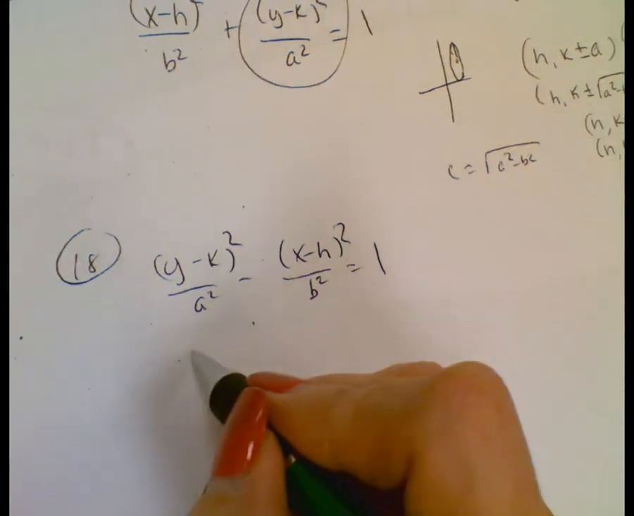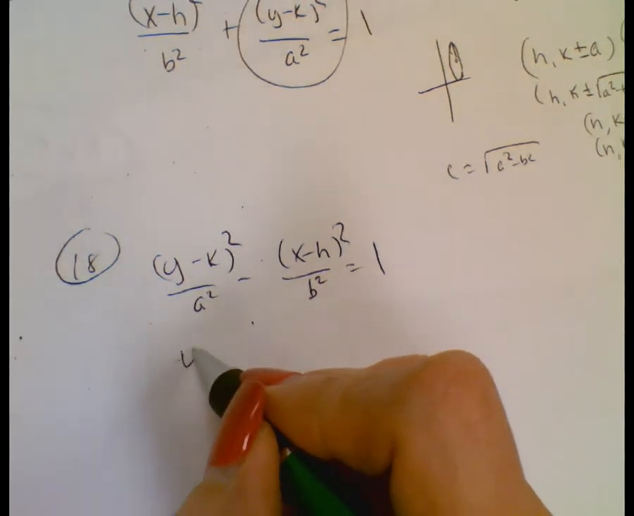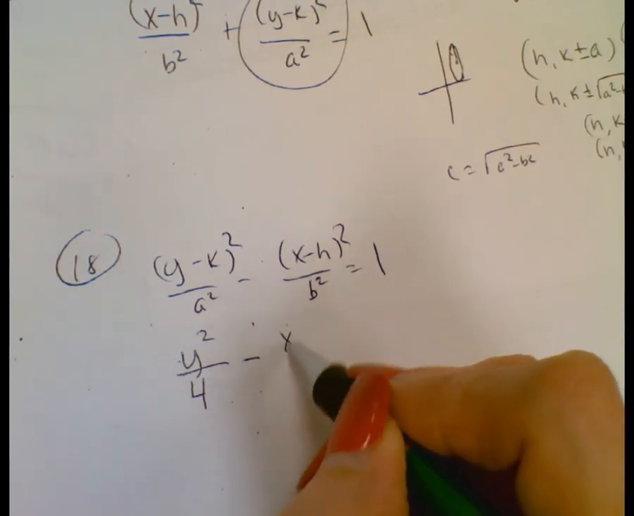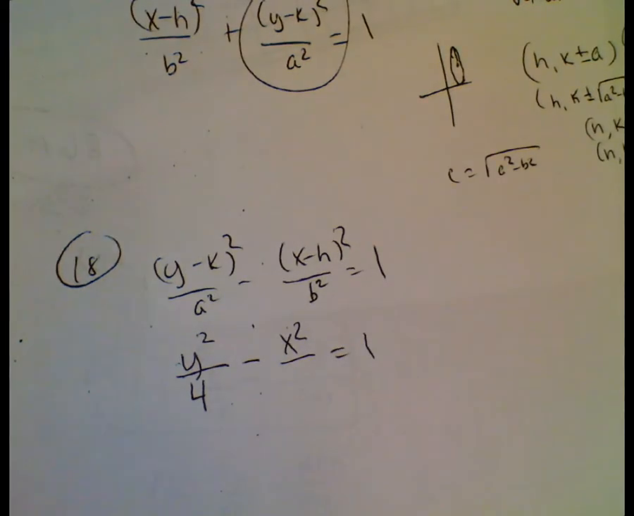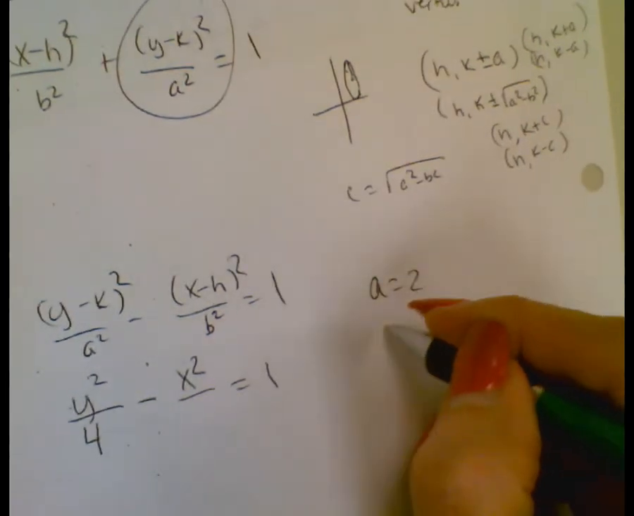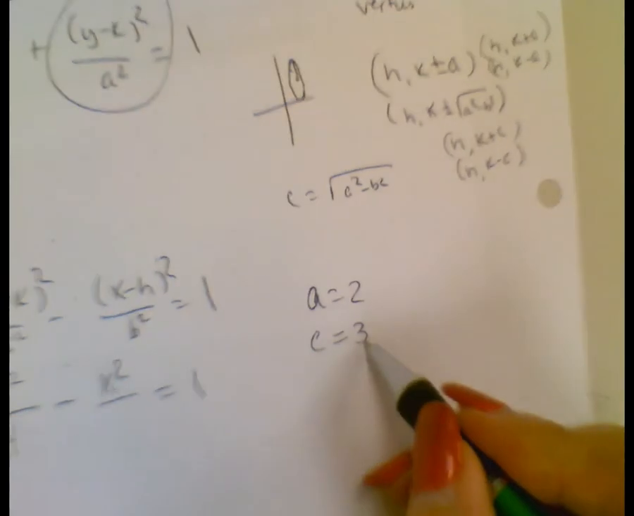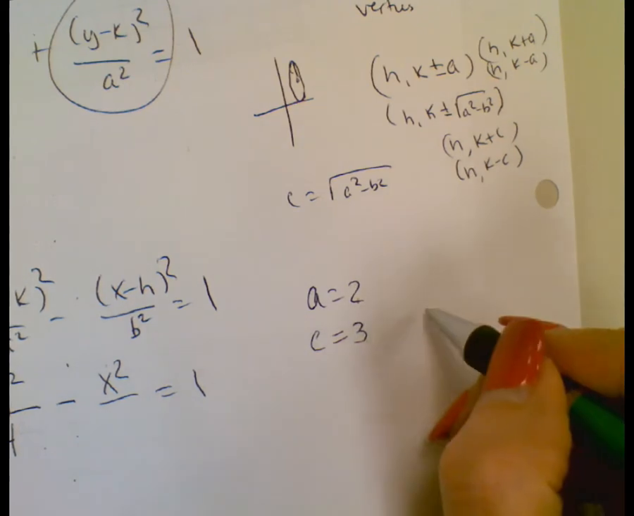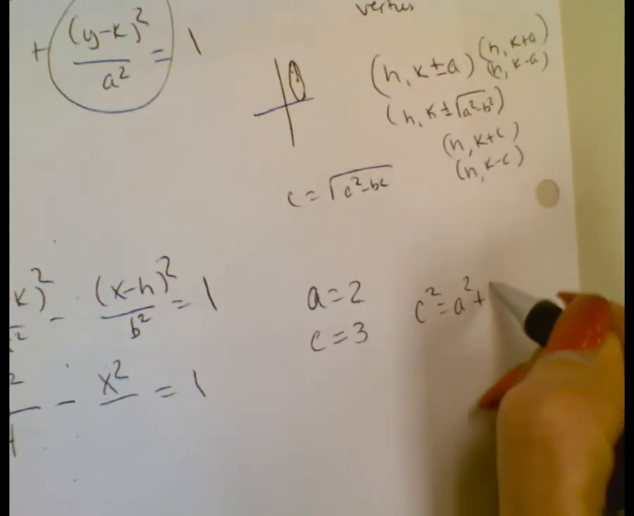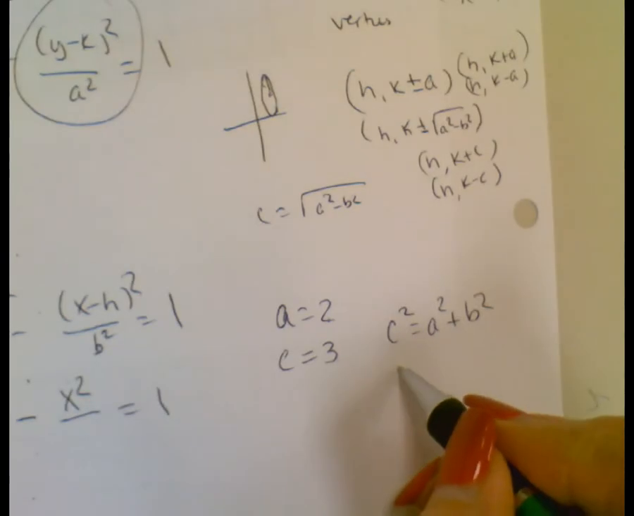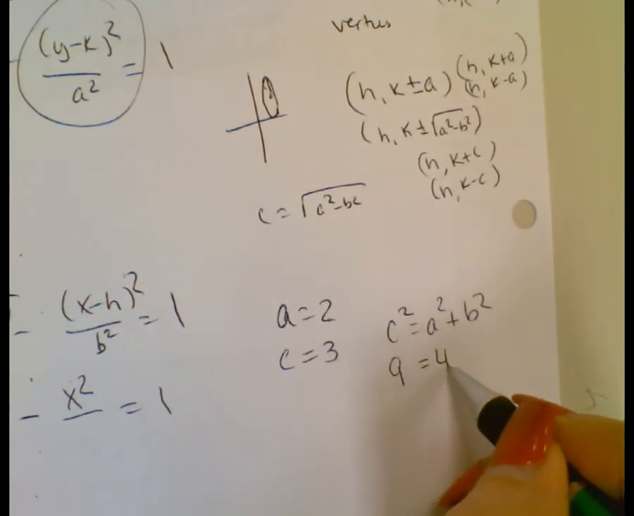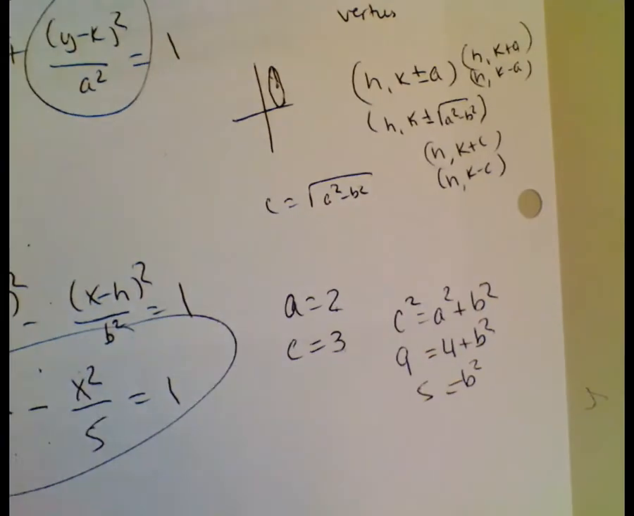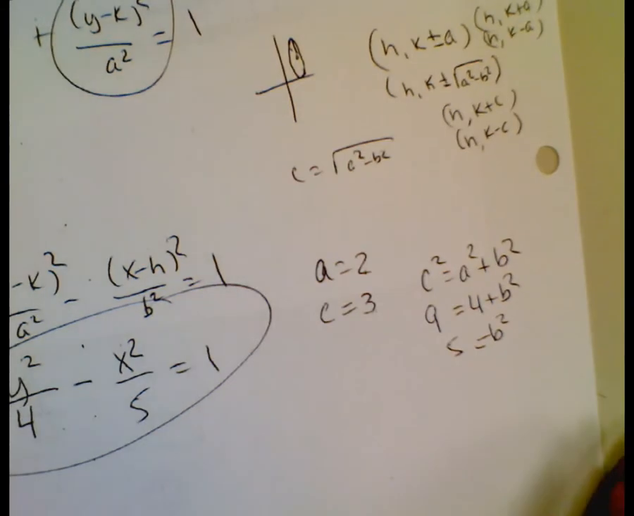And it said a was 2. So the center is 0, 0. So it's going to be y squared over, and I said the a was 2, so this is 4, minus x squared over blank, equals 1. We don't know the b squared, but we do know that a was 2 and c was 3. c is the distance from center to focus. a is the distance from center to vertex. So here is your foci formula. c squared is 9, a squared is 4, so b squared is 5, and that's the equation of your hyperbola.